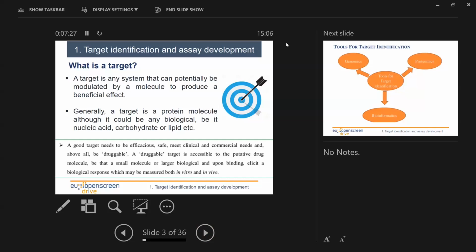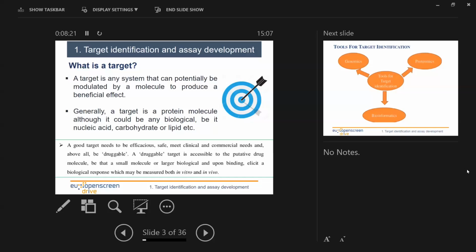The target is considered as any biological element, any protein and any gene, that could be used as the first tool to perform and describe an assay that we want to develop for the future screening campaign. A target can be a protein, a nucleic acid, a carbohydrate, or a lipid. It is very important to take into consideration that this target should be efficacious, safe, and meet the clinical needs when we think of developing an assay. And one of the most important things is that this target should be druggable.